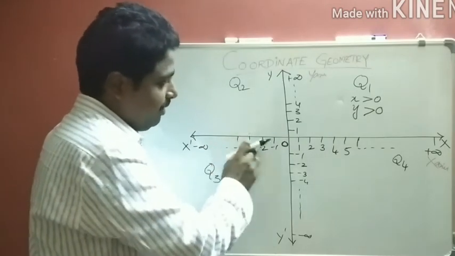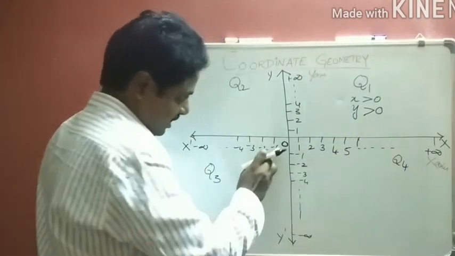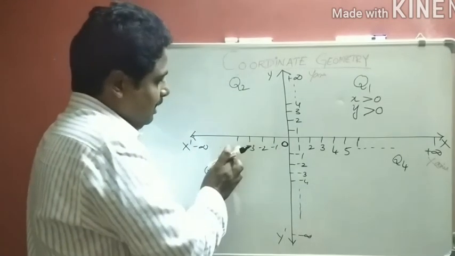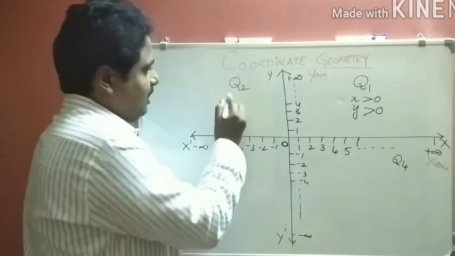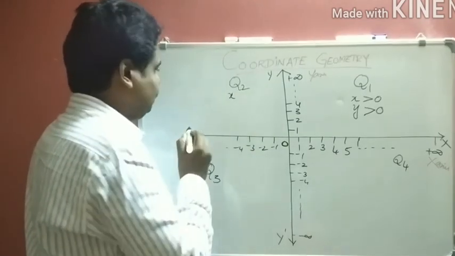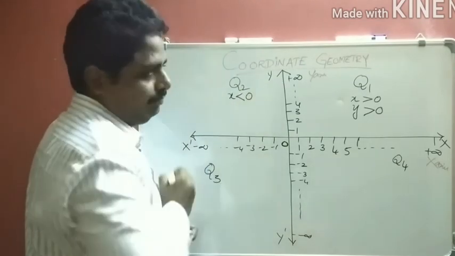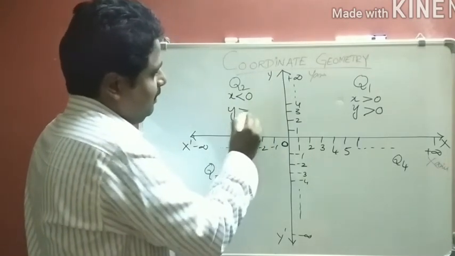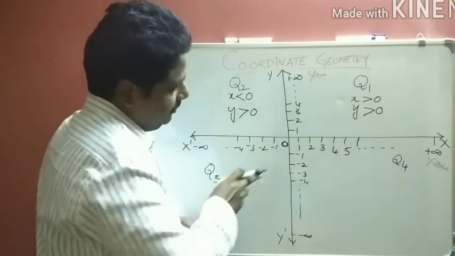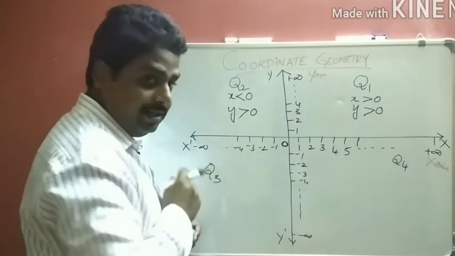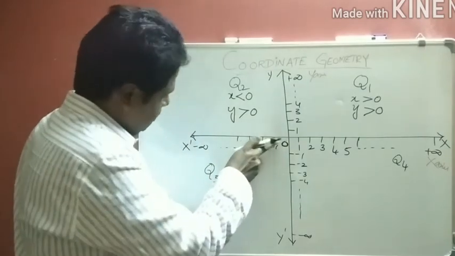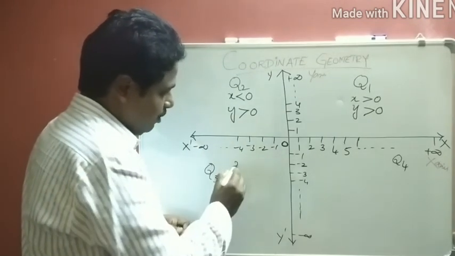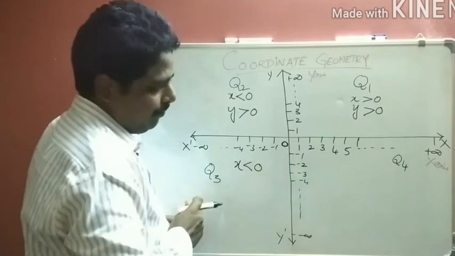When we come to the second quadrant, Q2, on the horizontal line the numbers are negative, meaning O X dash. This is called the negative x-axis, and this is the positive x-axis. On the negative x-axis each number is negative, so we can take x less than 0. Similarly, y is greater than 0. Next, going to quadrant 3, take the x-axis. The numbers on the x-axis are negative, so we can write x less than 0.